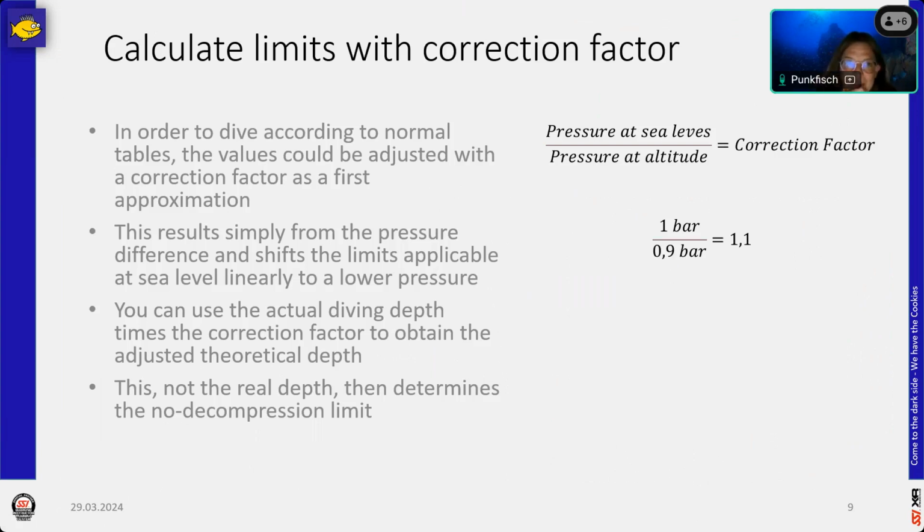And if you have a look at your tables, you see that the no decompression limit is quite different from 24 to 30 meters. There is kind of a big step. So the easiest way, in case you are working with tables, is to use this correction factor, and you simply get shorter no decompression limits. You calculate with the theoretical depth, go to the depth you were planning to do, and do your dive according to your plan.